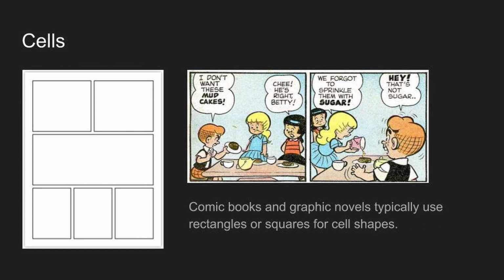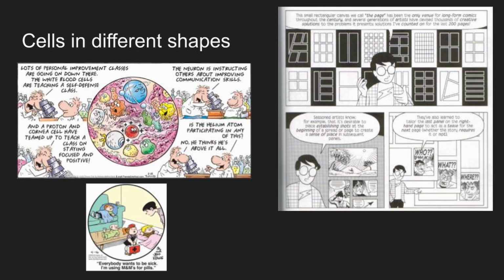Cells. Comic books and graphic novels typically use rectangles or squares for cell shapes. The cells are where the story gets told. Sometimes artists will change the way cells work or their shapes to make it more exciting or creative. Sometimes to emphasize a part of the comic to make something more clear or important, they'll reorder the cells or the order of understanding, like in this comic strip about cell biology, which is a different kind of cell, in the center of this page. They show what the scientists are looking at in the microscope in the center of the comic strip so that we all know what's happening when they look through that microscope.